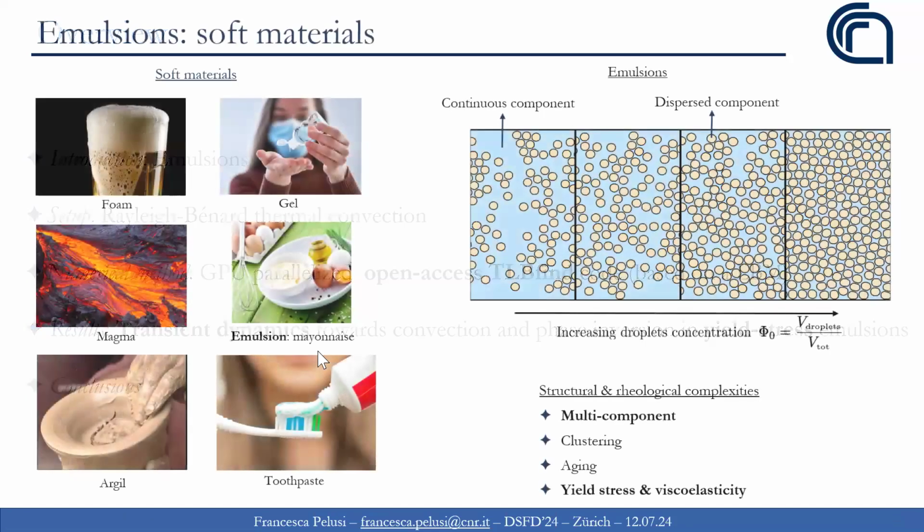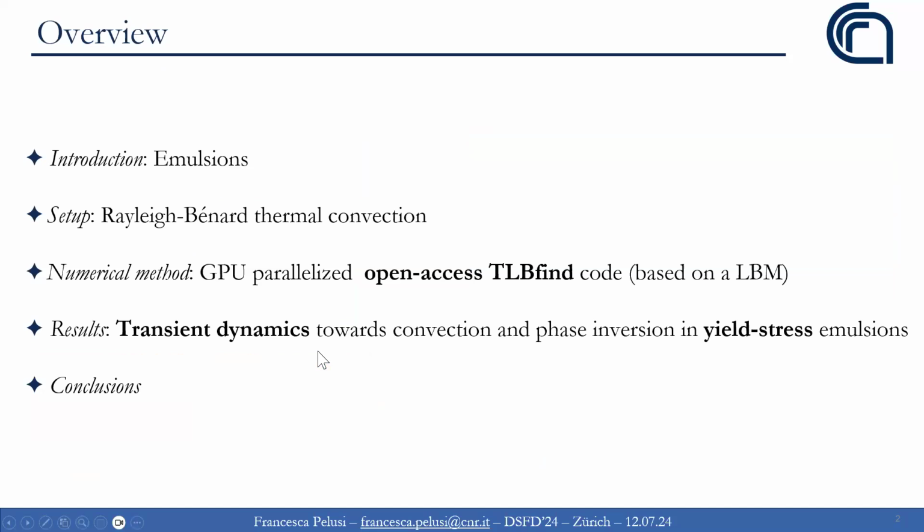Okay, perfect. First of all, I will give you an overview about the main properties of emulsions. Then I will describe the setup under investigation, that is the Rayleigh-Benard thermal convection. I will give you some details about the open access code I used in order to run this kind of simulations. And then I will go through results and conclusions.